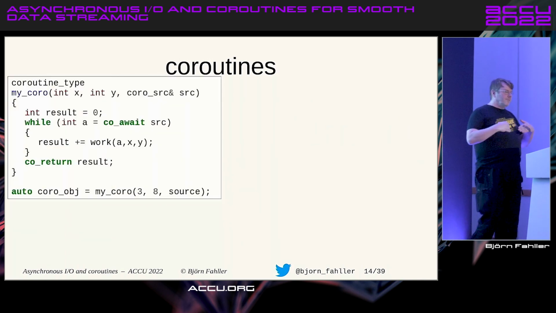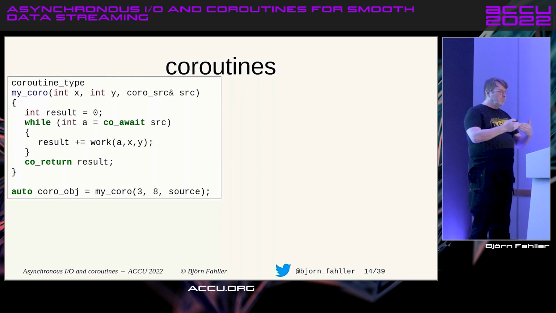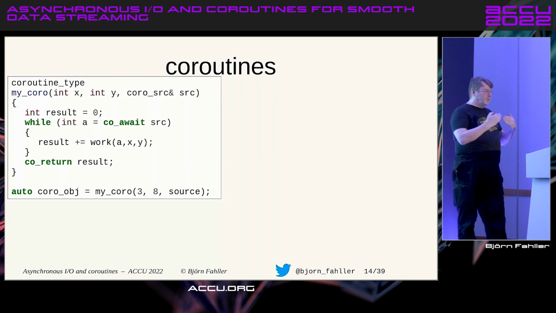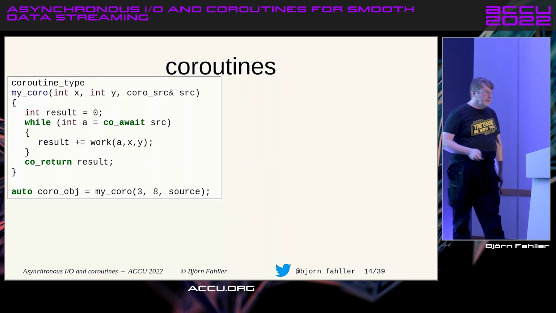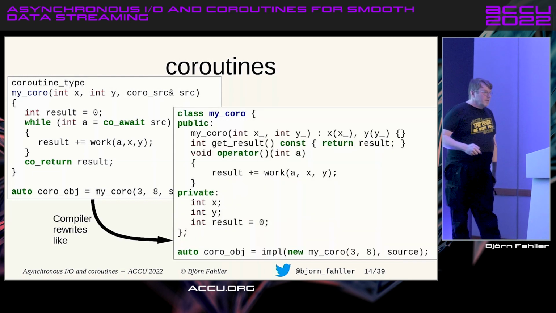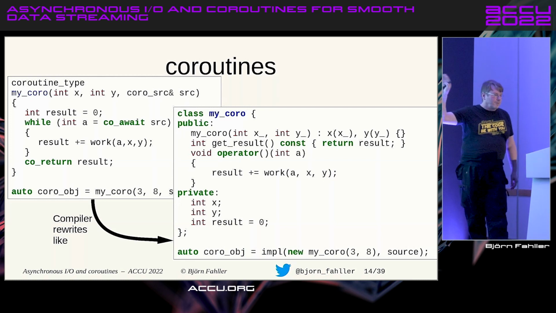And what happens then is you can write a coroutine like this, my corow, and we have this while loop. We co-await a source to get a value a, and we do something with it. And we create a corow object by calling my corow with some values and a source of data. And what the compiler does when it sees this, since co-await and co-return tell the compiler this is a coroutine, is it transmogrifies it into something sort of kind of like this.